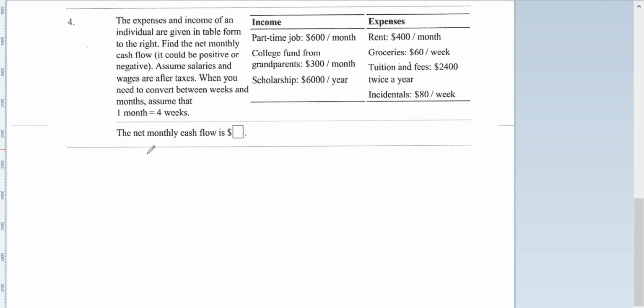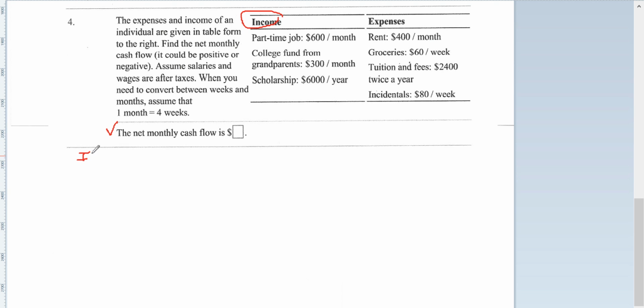Next, the expenses and income of an individual are given in table form to the right. Find the net monthly cash flow. It could be positive or negative. Assume salaries and wages are after taxes. When you need to convert between weeks and months, assume that 1 month equals 4 weeks. So we need to figure out the net monthly cash flow. Let's start off with income, and let's see if we can do this per month.